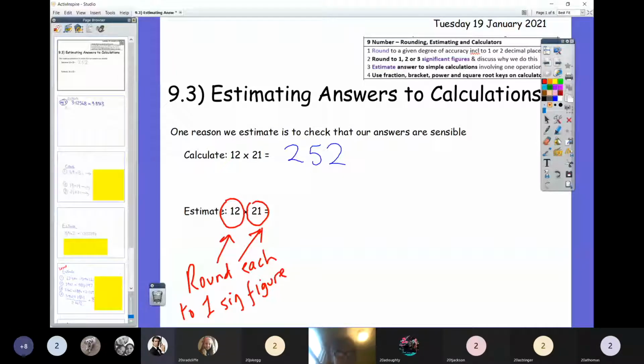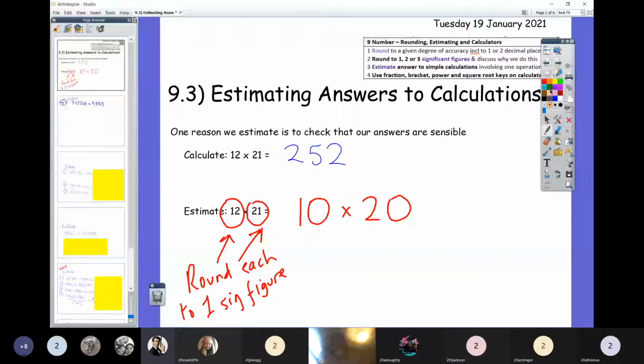So step 1, I'm going to round 12 to one significant figure, which is 10. And then I'm going to round 21 to one significant figure, which is 20. Again, I'm just going to pause while that works its way through to you because it's been a little bit slow. So this is all of step 1, guys: you round each to one significant figure. And then step 2, this will come through shortly in green, you work this out in your head.